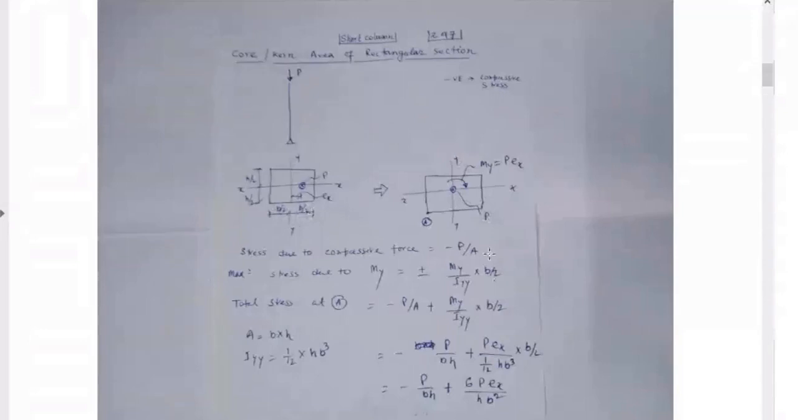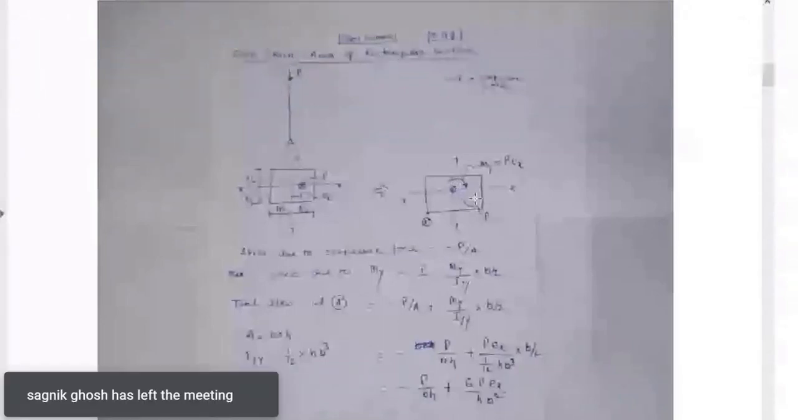Now, the stress due to this bending moment is either positive or negative. If the moment is applied like this, then the right hand portion of the y-axis will experience compressive stress, and the left hand portion of the y-axis will experience tensile stress. That's why it is marked as plus minus My divided by Iyy multiplied by b by 2.